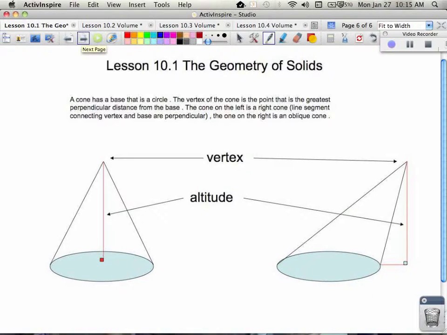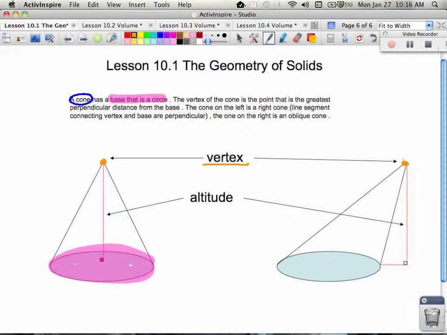In our very last slide for this lesson, we're going to be talking about cones. A cone has a base that's a circle, just like we had in a cylinder. The difference is that there's only one base in a cone, similar to a pyramid. But in pyramids, our bases were polygons, and in cones, our bases are circles. In this cone, we notice that the vertex is the point that's the greatest perpendicular distance from our base. And so that vertex is here and here.